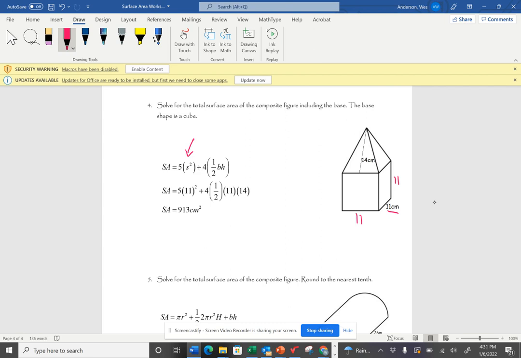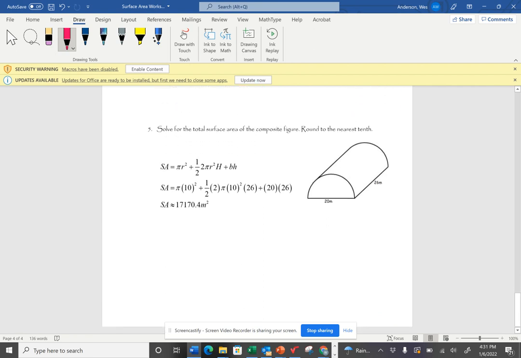So 5 times s squared, and again, our side length is 11. We're going to add to that our triangles. We're going to have 4 identical triangles here. So 4 times 1/2 base times height. Base is 11, height is 14. So here's our base formula. We've plugged in our measurements. Plug that in the calculator, you get that answer right there. And our last one here.